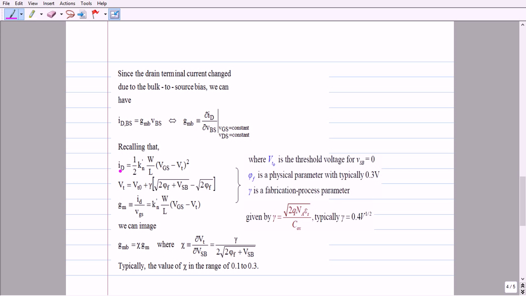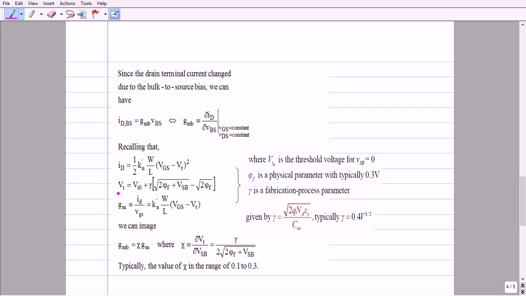Before we proceed further, let us recall the drain current equation in the saturation region. The drain current equation in saturation region is given by ID equals 1 by 2 Kn dash, that is the process transconductance parameter, times the aspect ratio W by L, times VGS minus VT whole square. This equation shows that the drain current ID is a function of the threshold voltage Vt as well as the gate source voltage VGS. Let us consider the main component here, where we can say that the drain current is a function of the threshold voltage Vt.